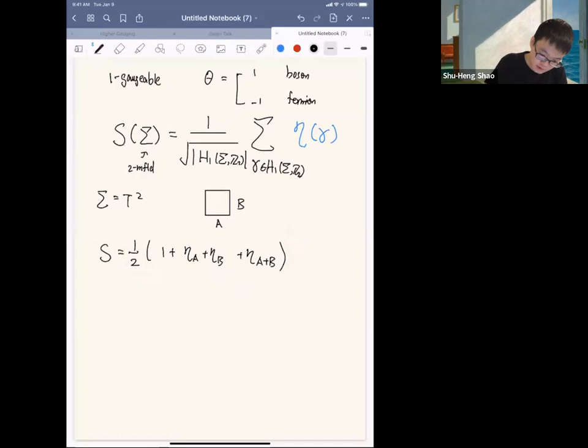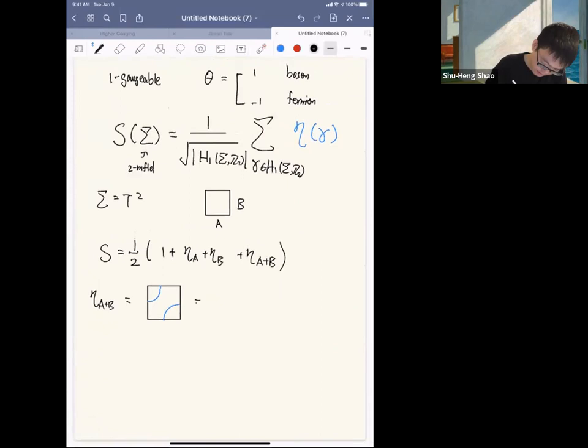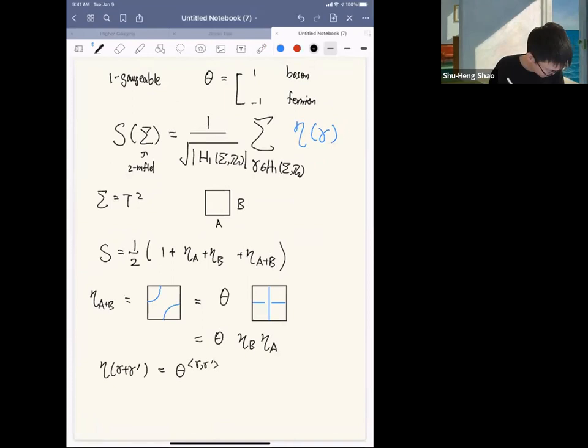The only subtle term is this term. What is this term? This term is that you insert the Z2 line on the A plus B cycle. Now applying the braiding rule, you can rewrite this at the cost of a braiding phase. What is this? This is theta eta b eta a. More generally, you get an interesting non-commutative algebra. Eta on the sum of the one cycles on the two manifold is theta to the gamma gamma prime, eta of gamma, eta of gamma prime.